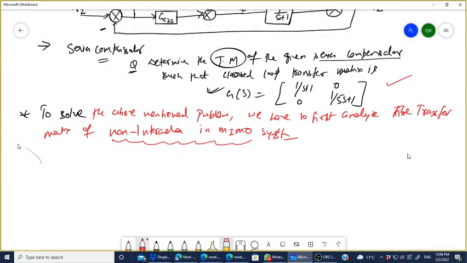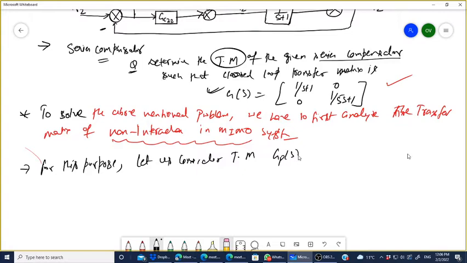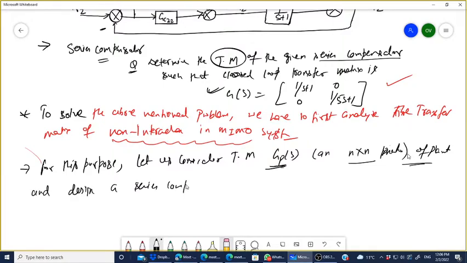So next, for this purpose, let us consider transfer matrix G_P(s). Let's say we are talking about an n by n plant, some plant's transfer matrix. Let us consider the transfer matrix G_P(s) of any plant, which is an n by n matrix. And for this purpose we have to design a series compensator G_C(s). We have to design this one also, and this G_C(s) also has the characteristic of an n cross n matrix.